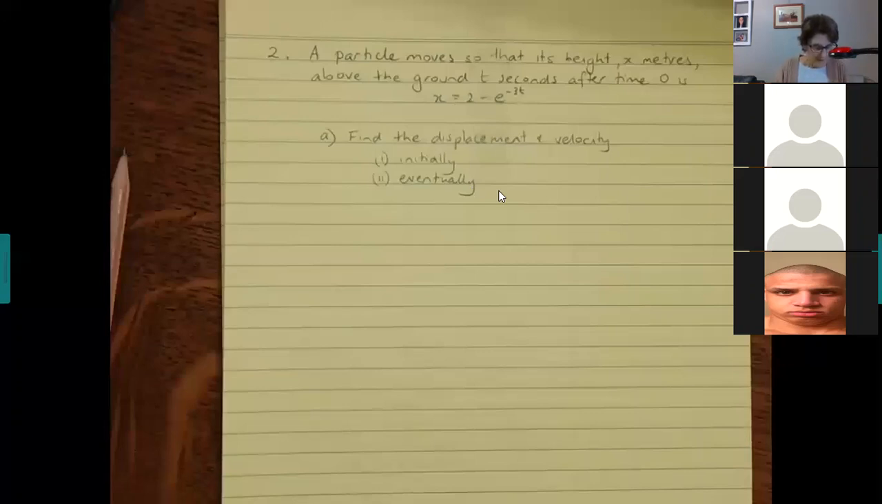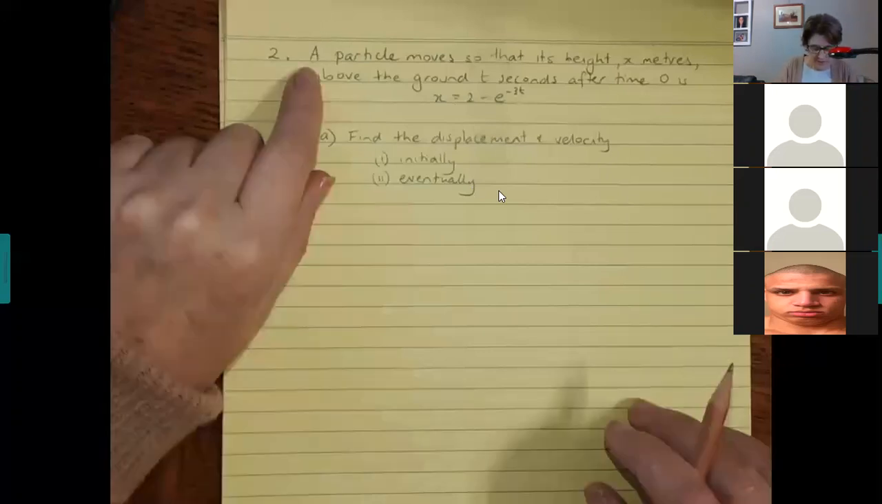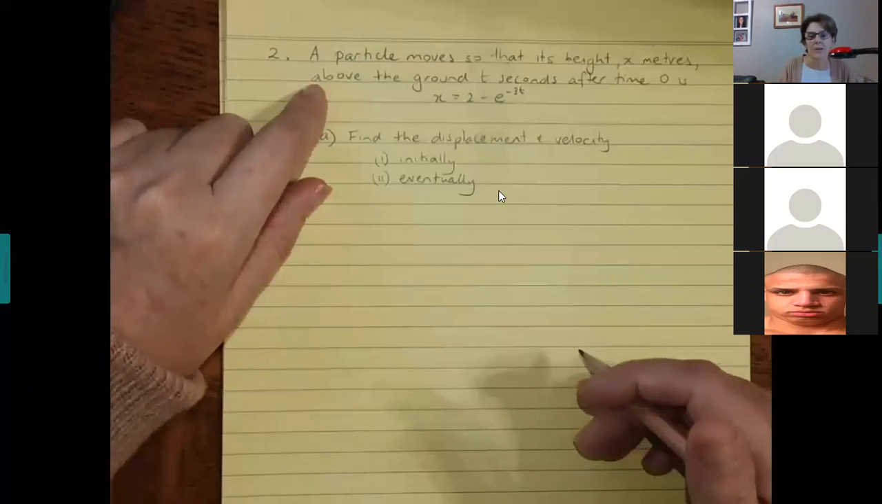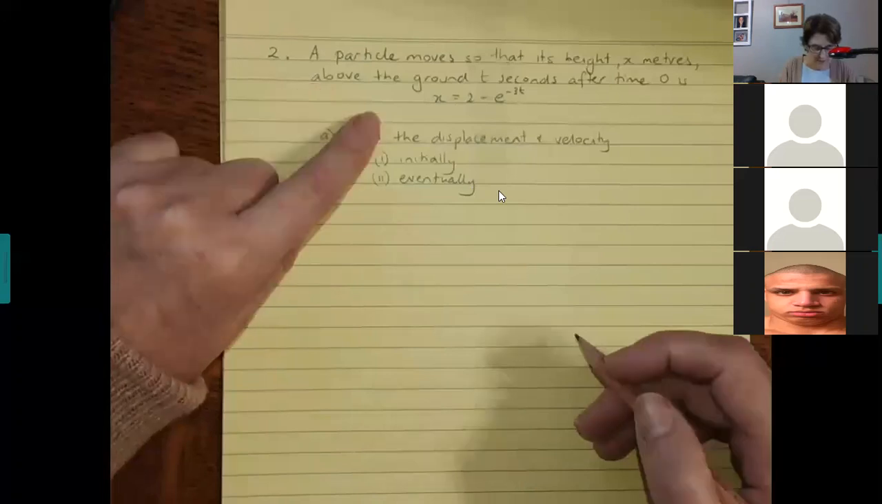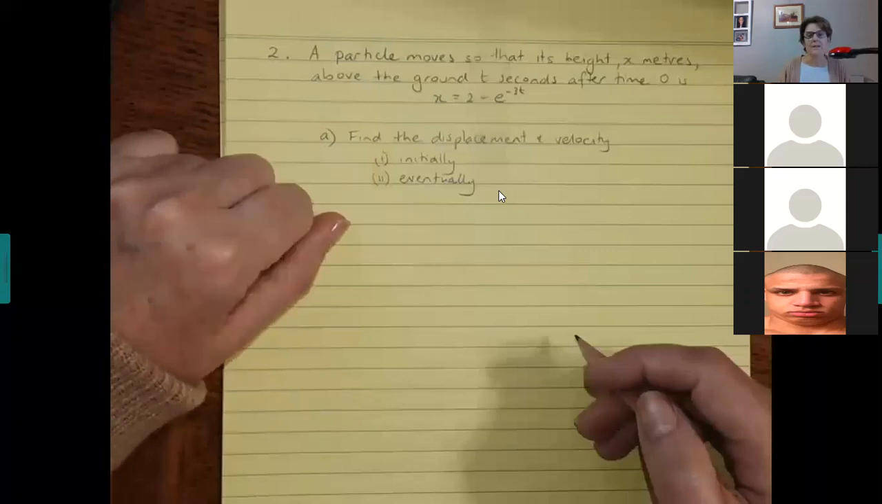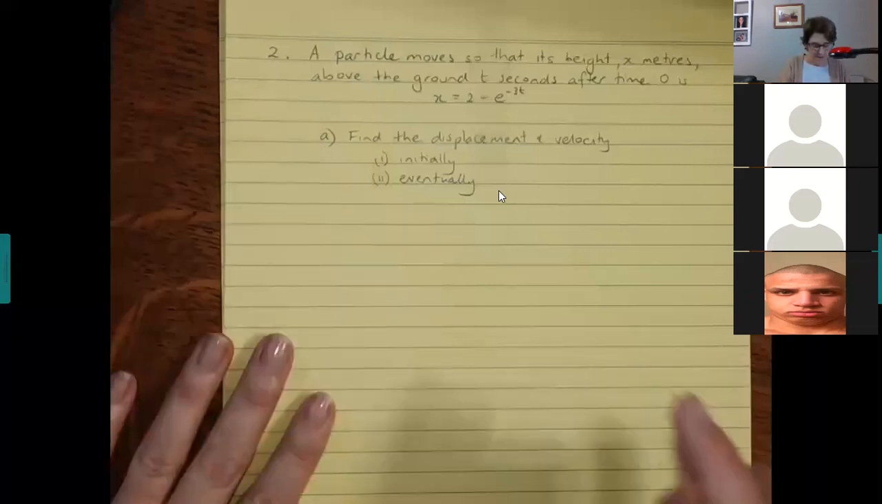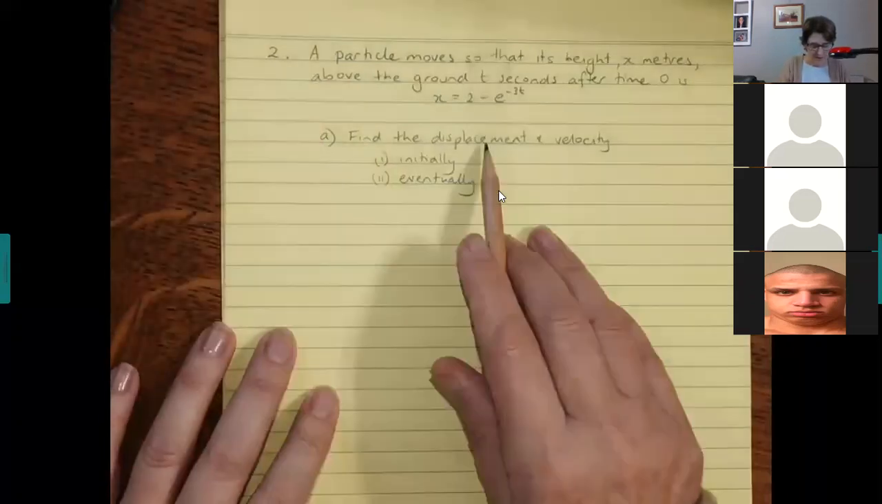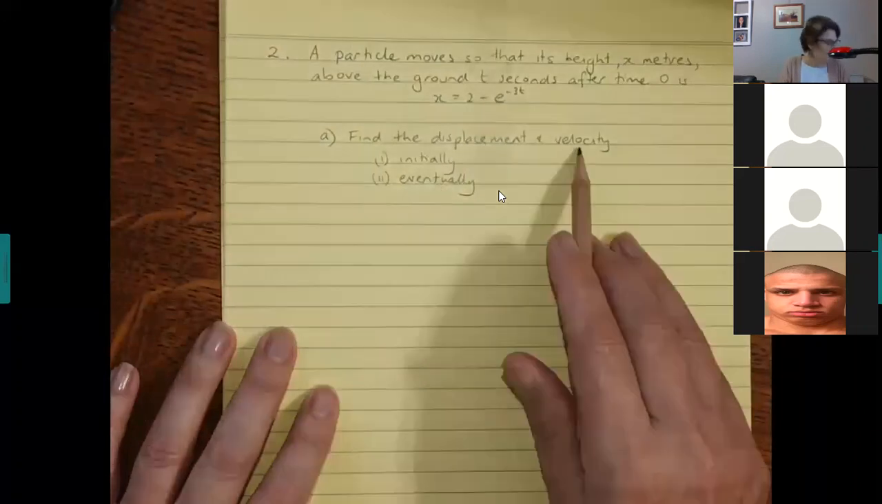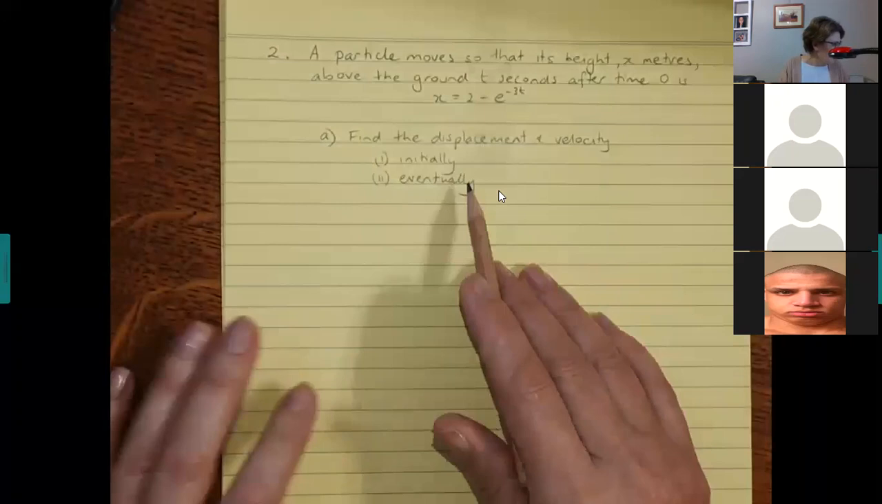So this one here says a particle moves so that its height, x meters above the ground, t seconds after time 0, is x equals 2 minus e to the minus 3t. And the first thing they're asking us to do is to find the displacement initially and eventually, and find the velocity initially and eventually.